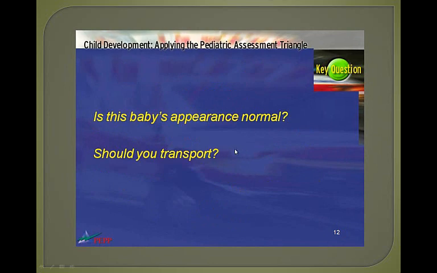So is this baby's appearance normal? Yes, it is. Should you transport in this situation, where the baby turned blue? Probably, and the baby would still be admitted to the hospital.